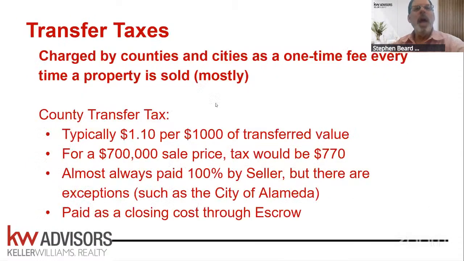Okay, so I want to talk about transfer taxes. Transfer taxes are a kind of property tax, but these are administered only at time of sale. They are a flat one-time fee at time of sale. They're not ongoing. They don't go with the property. They go with the sale. And a county transfer tax is pretty standard across the board all over the Bay Area at $1.10 for each $1,000 of transferred value. So if it's a $700,000 sale price, the tax would be $770. In many counties of the Bay Area, the custom is that the seller pays all of that.